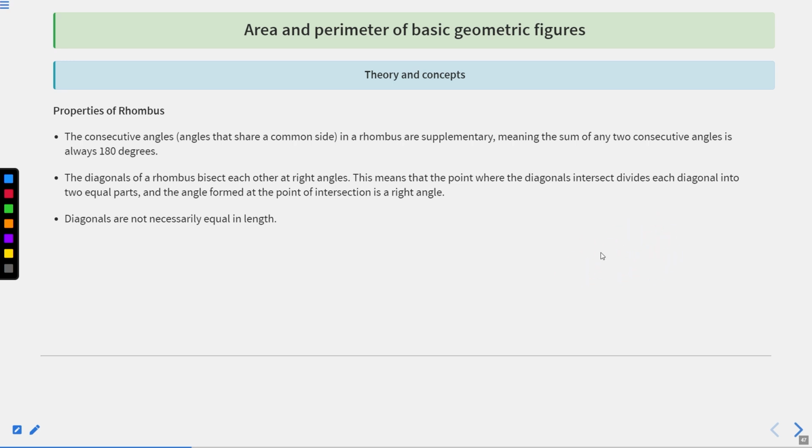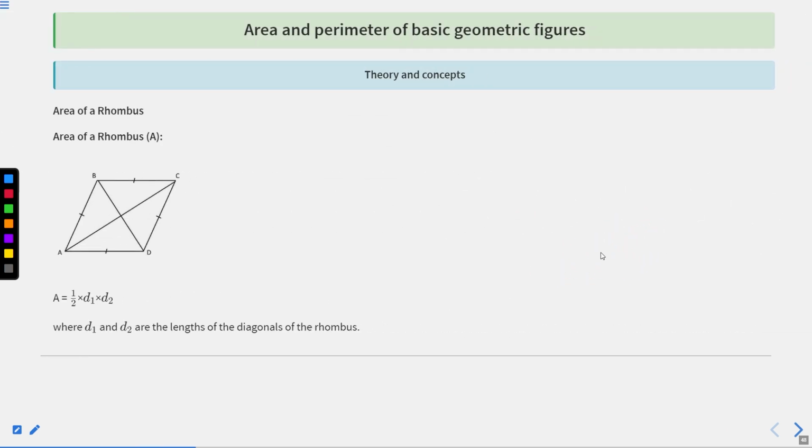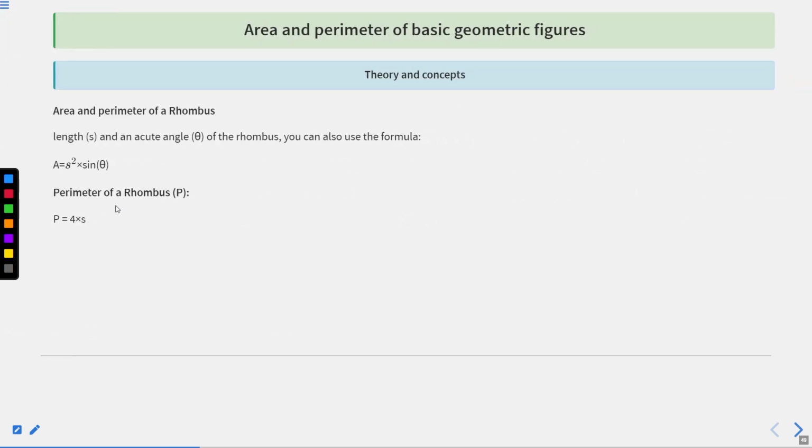So let us go ahead and talk some more things about the rhombus. The area of a rhombus is given by half into d1 into d2, where d1 and d2 are the lengths of the diagonals of the rhombus. So to find the area of a rhombus, we use the length of the diagonals. This is the diagonal of length d1, this is the diagonal of length d2, and if you multiply them and divide by 2, you will obtain the area of the rhombus.